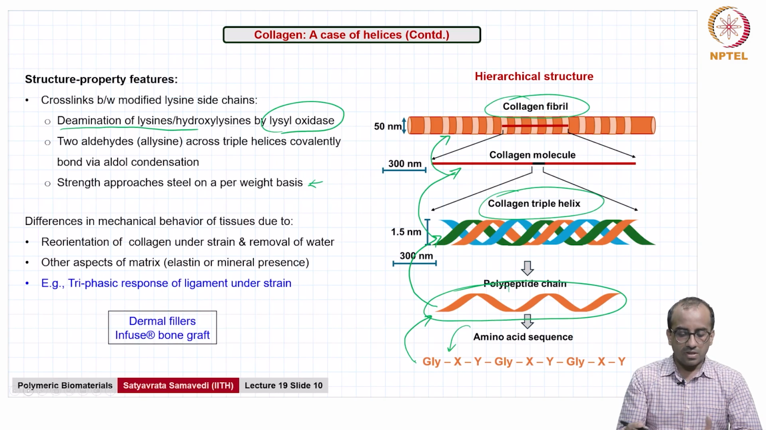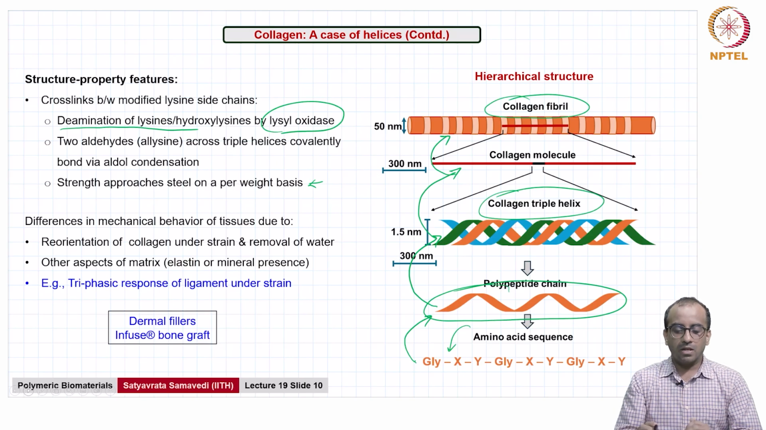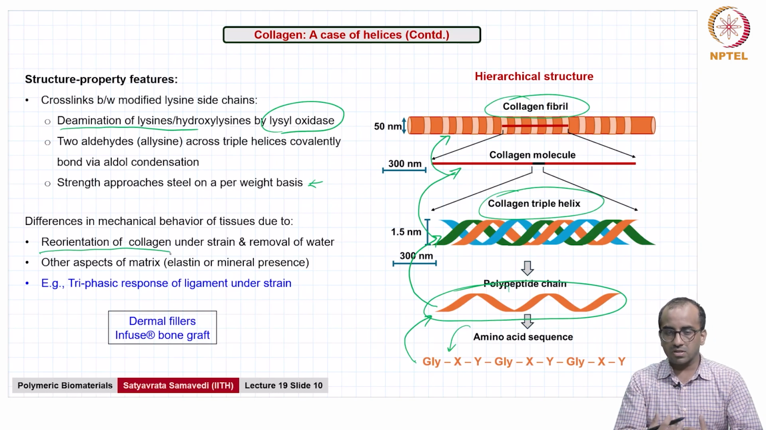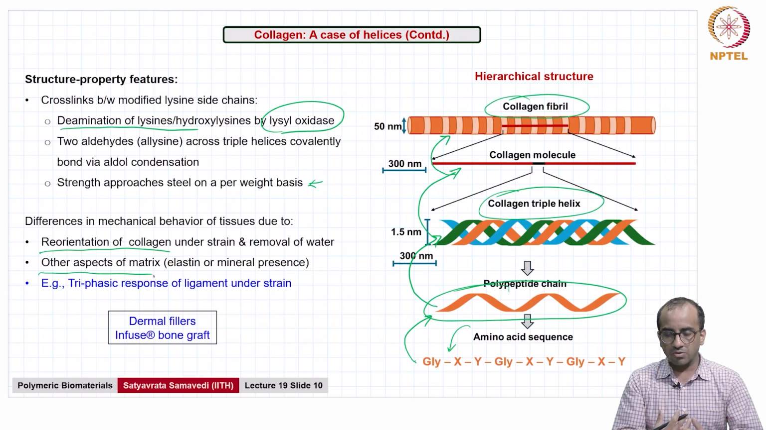Collagen is present in many tissues, and differences in mechanical properties across tissues have to do with how collagen reorients under strain and how water is removed, as well as other aspects of the matrix. So, collagen alone does not contribute. In the case of bone, for example, you will have collagen associated with hydroxyapatite-like mineral, which also contributes to mechanical properties. You can also have other associated proteins like elastin, which will also contribute.